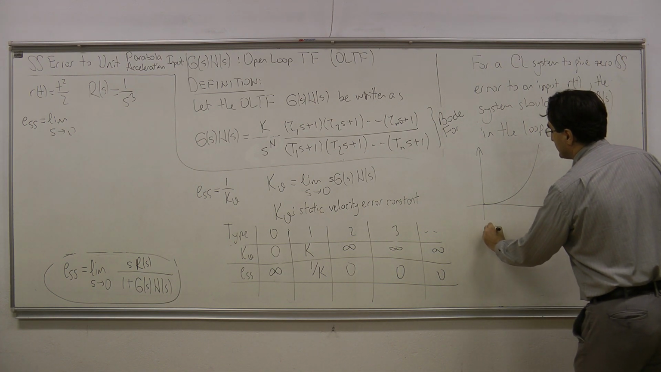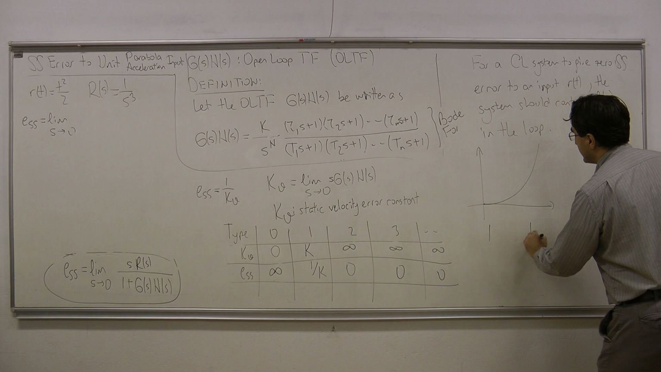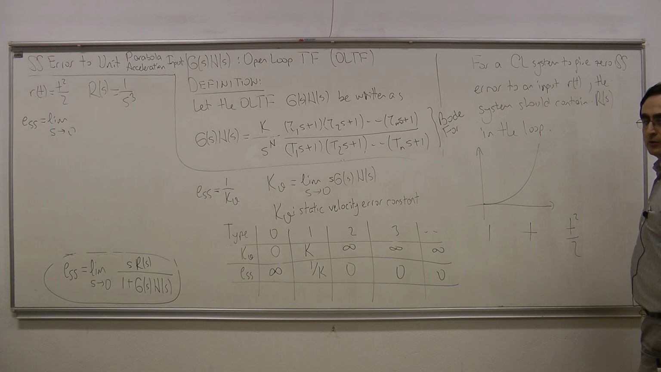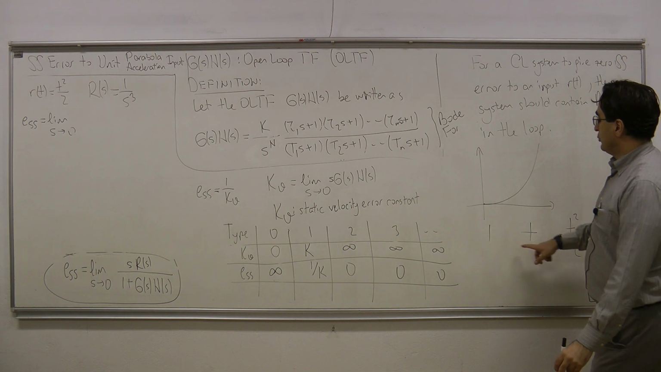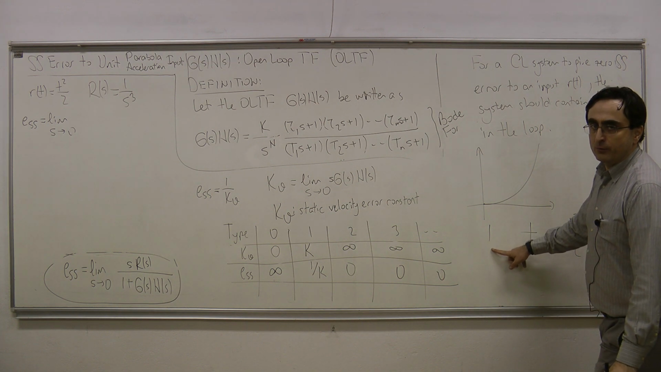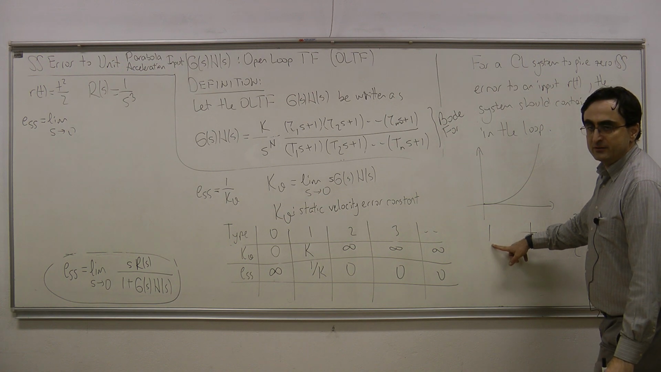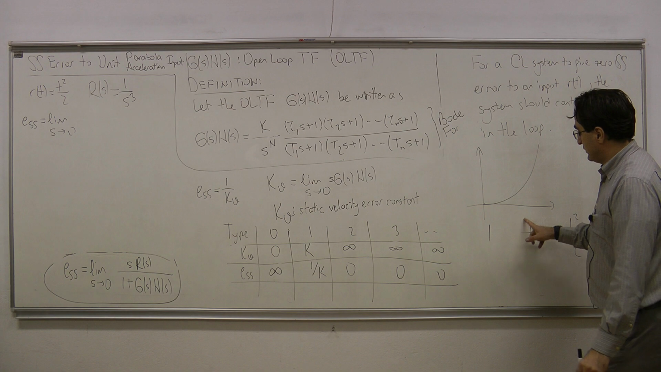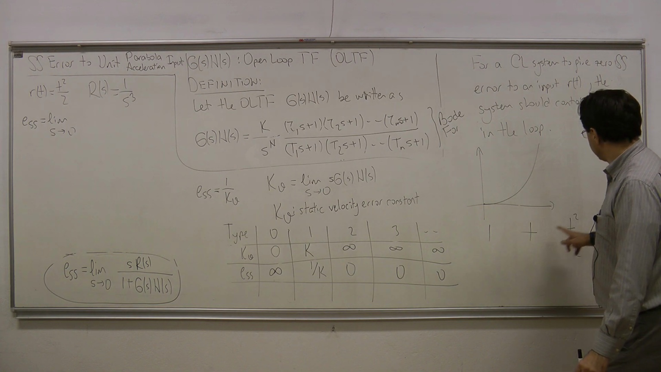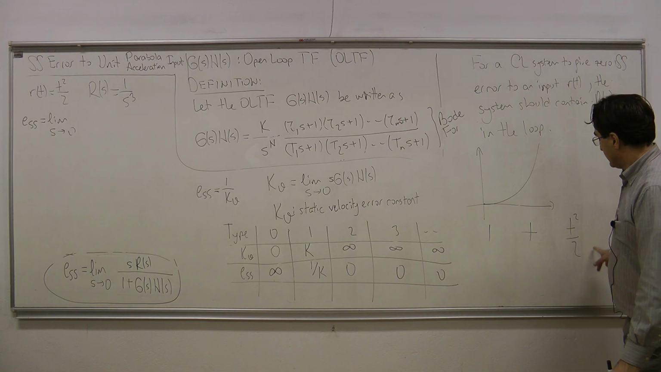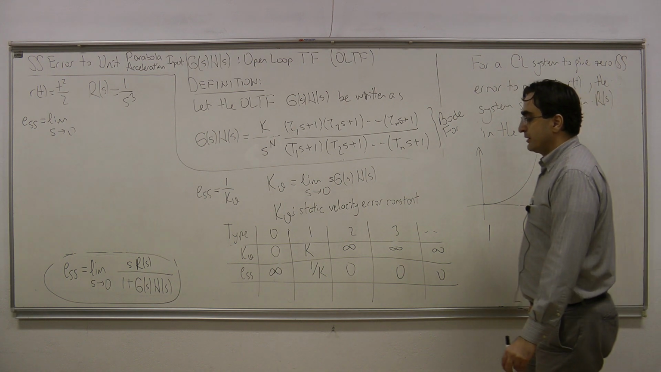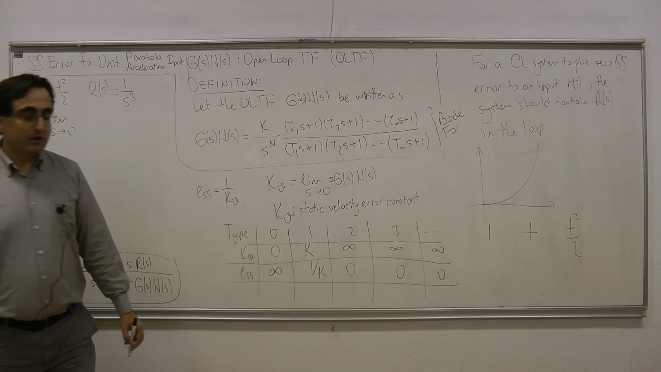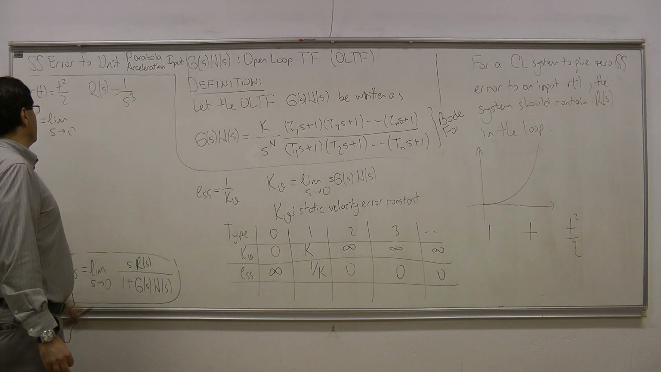So unit step is 1. Unit ramp is t, and unit parabola is t squared over 2. So unit ramp input is the integral of unit step input. Integral of 1 from 0 to t is t. Integral of t from 0 to t is t squared over 2. Okay? That is why we are calling this unit parabola input. It is the integral of unit ramp input, and its Laplace transform is 1 over s cubed.